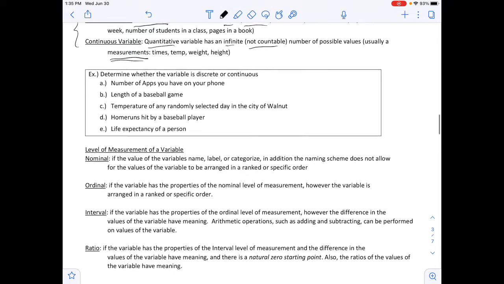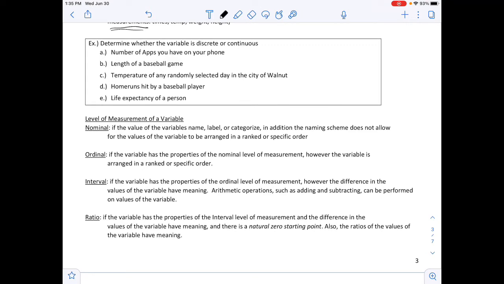So the next example that we have says determine whether the variable is discrete or continuous. The first example says the number of apps that you have on your phone. Even if you have a lot of apps on your phone, you're still able to count those. And since you can count them, this is discrete. Next we have the length of a baseball game. Since we're talking about time, this is a measurement. So it goes into seconds, milliseconds, nanoseconds, and so forth. So this is an example of continuous data.